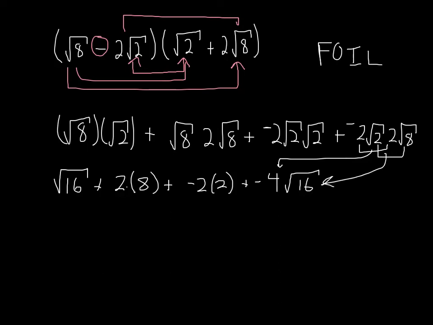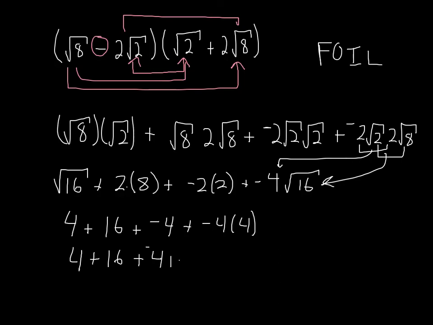Square root of 16 we can simplify. 4 times 4 is 16, so square root of 16 is 4, plus 8 times 2 is 16, plus negative 2 times 2 is negative 4, plus negative 4 times 4. And negative 4 times 4 is going to give me negative 16. So I have 4 plus 16 minus 4, or plus a negative 4, plus the negative 16.